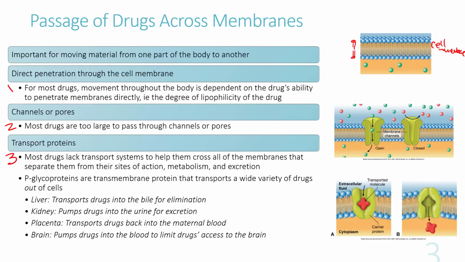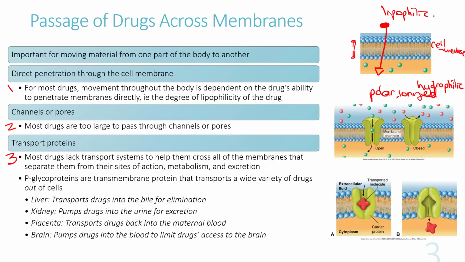The first one is direct penetration across the membrane. So you have a drug here and it goes straight through. Now, drugs that are able to do that tend to be lipophilic because the cell membrane is made out of lipids, right? If the drug is polar or ionized, in other words, if they are hydrophilic, what happens is they cannot pass through the cell membrane without help.